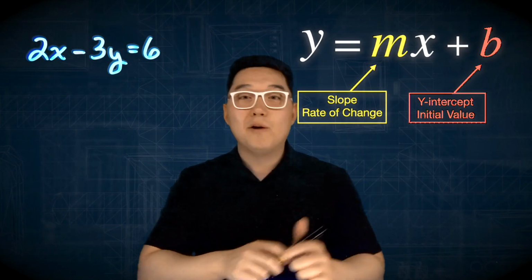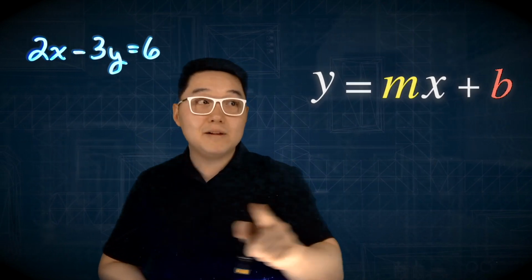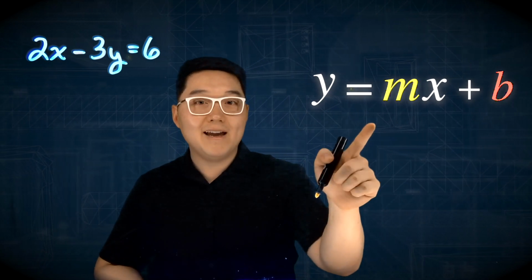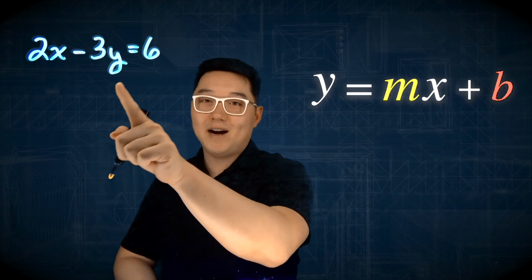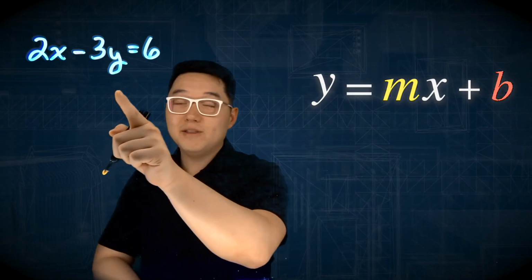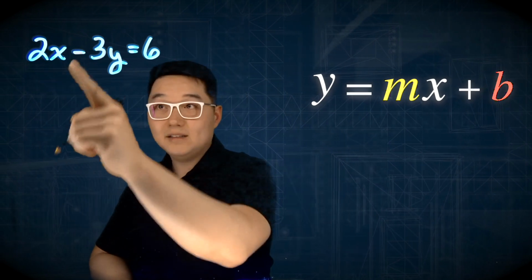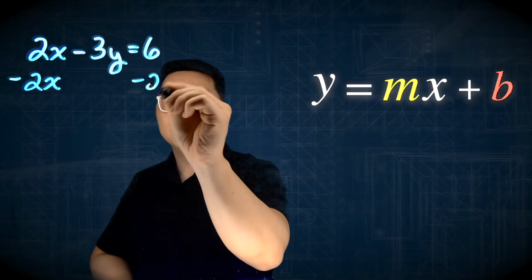So to do that, we're going to solve for the variable y. We want to make it look like y equals mx plus b, where y, the variable y, is isolated. So we're going to get y by itself. To do that, we're going to get rid of the 2x. The opposite of positive 2x is to minus 2x on both sides.